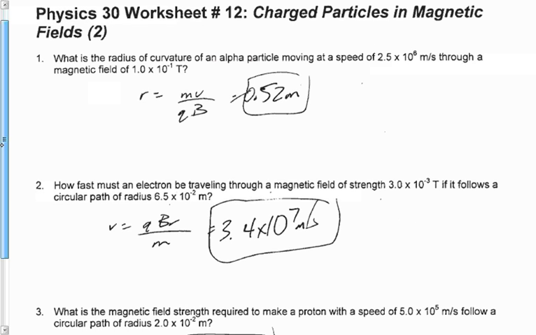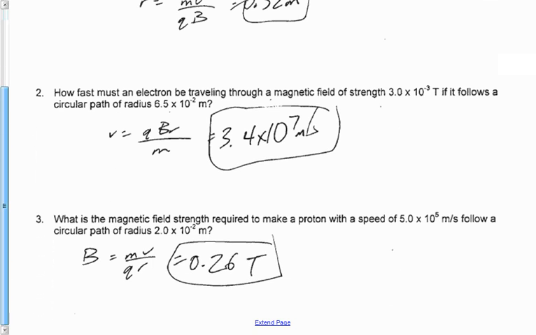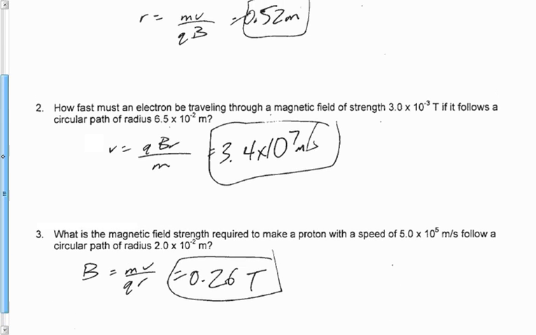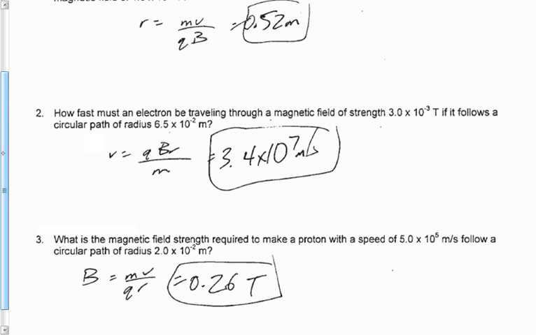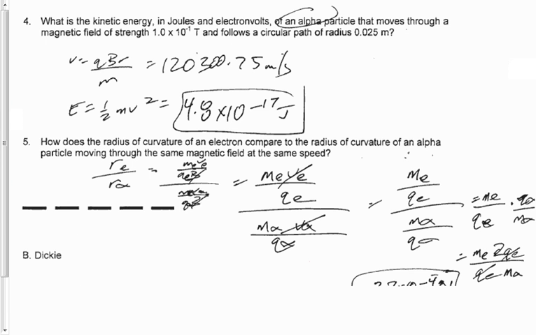Number 1 to 4, number 1 to 3, sorry. 1 to 3. See if we can get all those up together there. And let's take a look at 4 and 5.